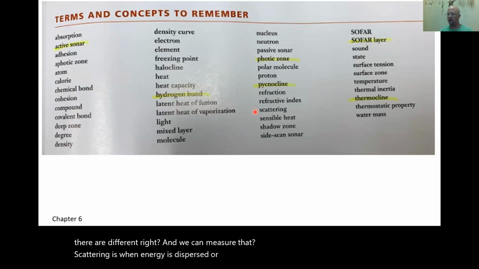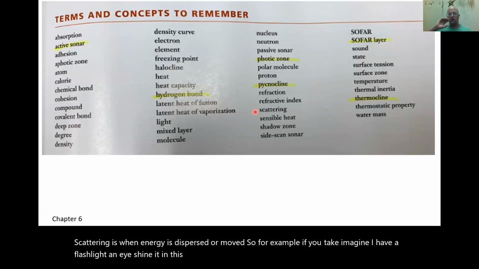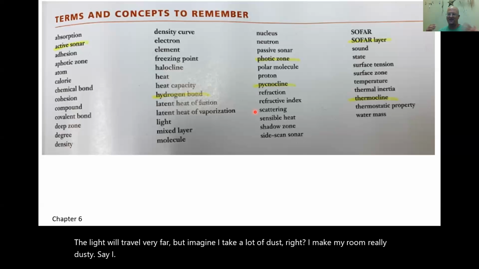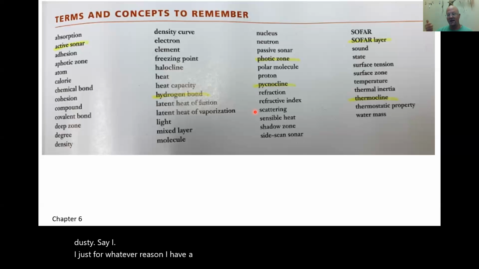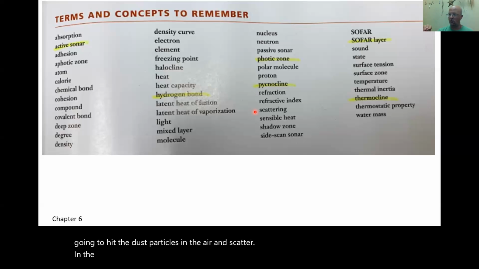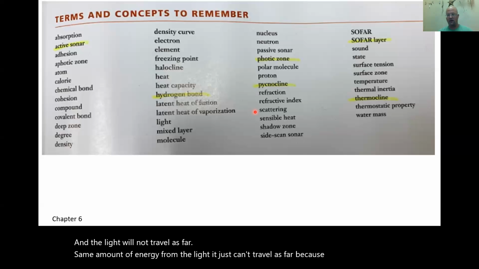So for example, imagine I have a flashlight and I shine it in this room, the light will travel very far. But imagine I take a lot of dust, right? I make my room really dusty. If I shine the flashlight, the light is going to hit the dust particles in the air and scatter. And the light will not travel as far, right? Same amount of energy from the light, it just can't travel as far because the light is being scattered everywhere.